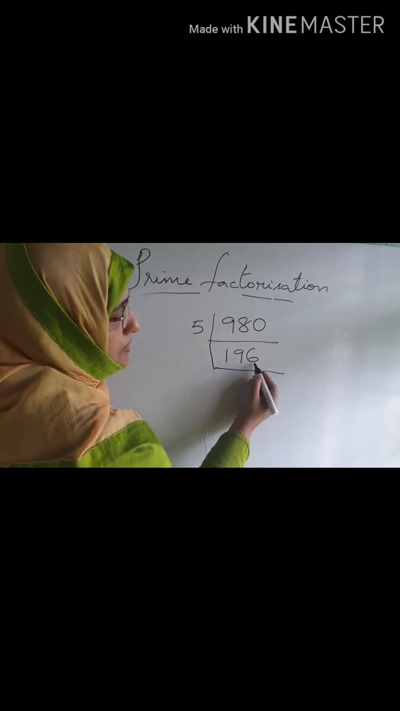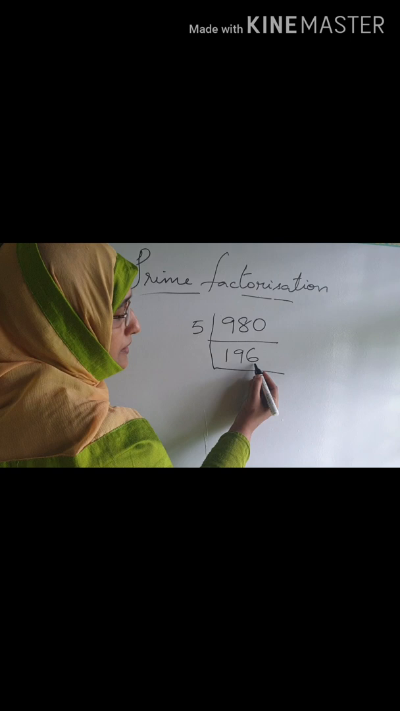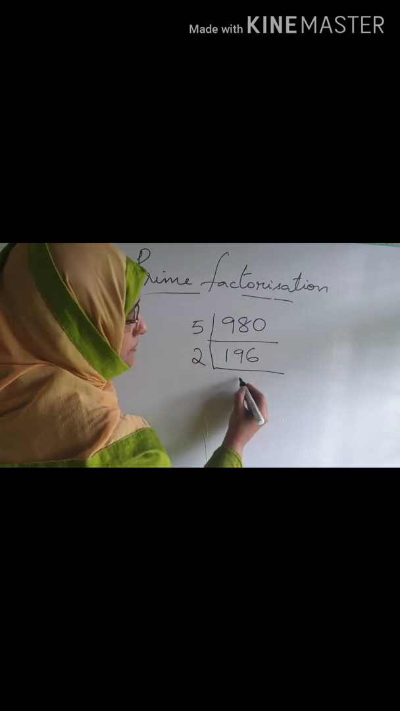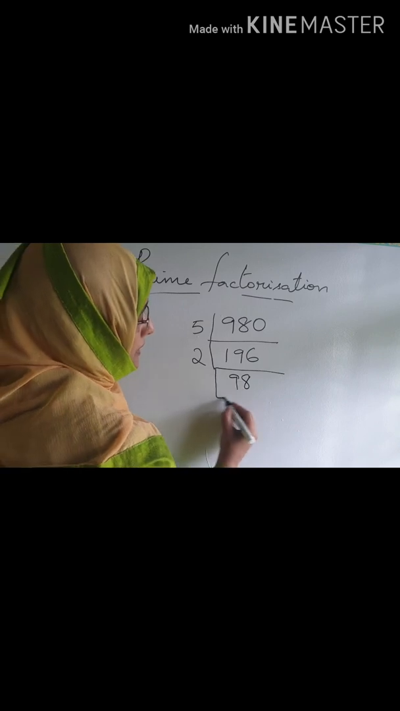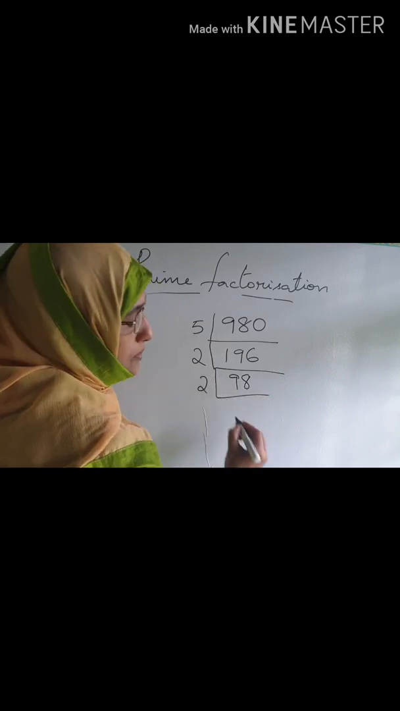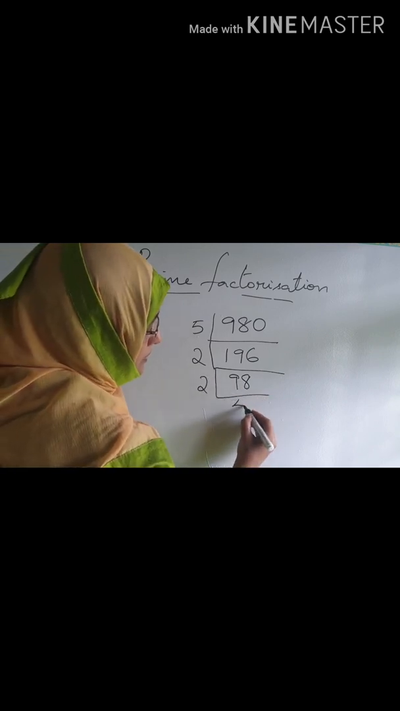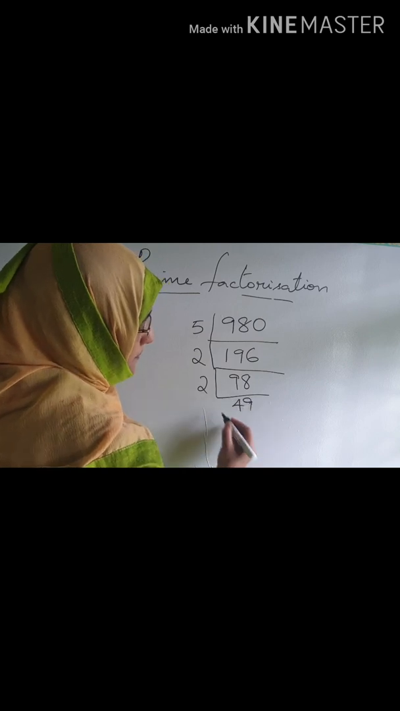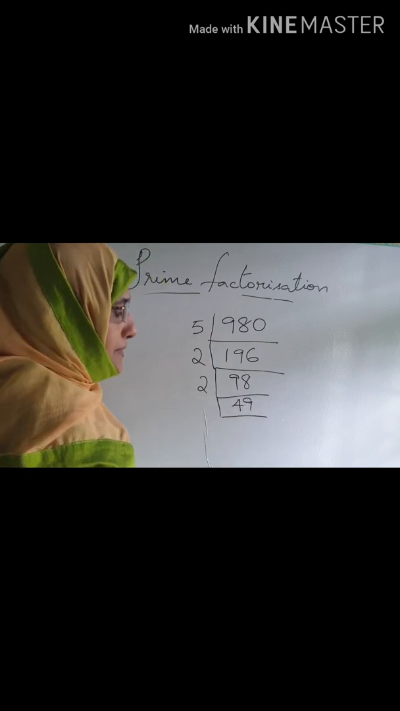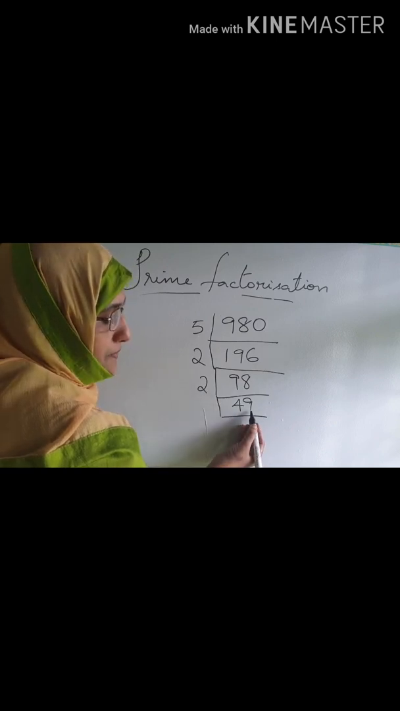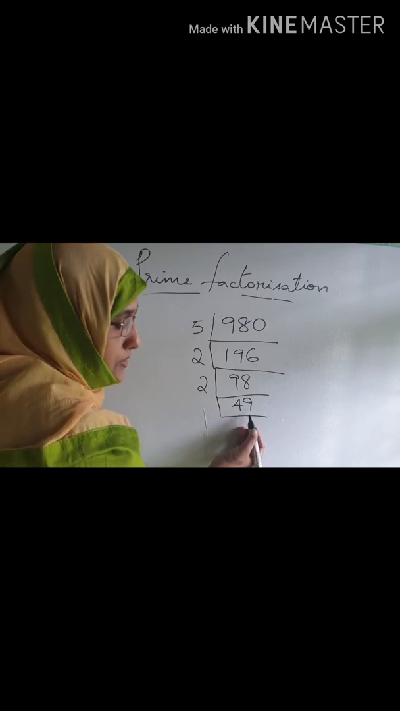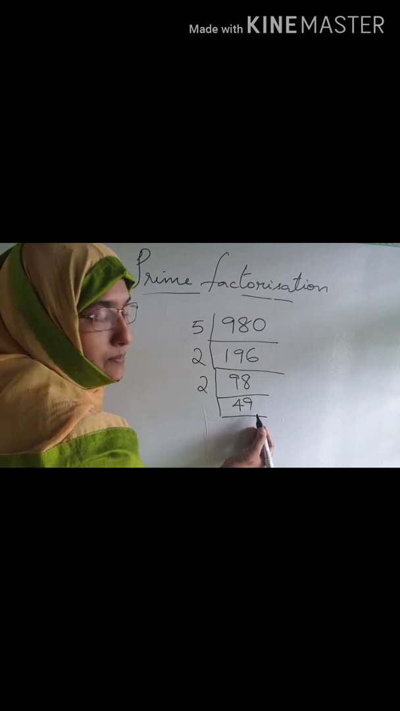Now see 196. Which number can you use? It is an even number, isn't it? So you can use 2. 98, again it's an even number, so again you can use 2. 98 divided by 2 is 49. Now which number can you use? It's not an even number, so you can't use 2 there. For 49, it's not divisible by 3 also. 9 plus 4 is 13, so it's not divisible by 3.